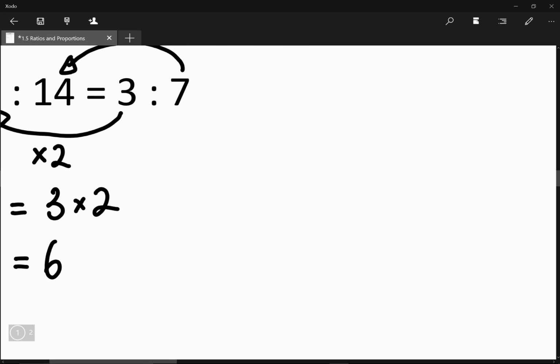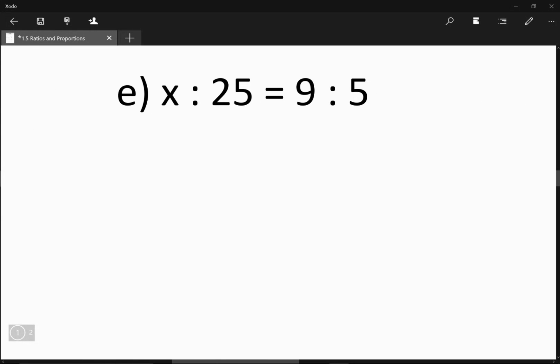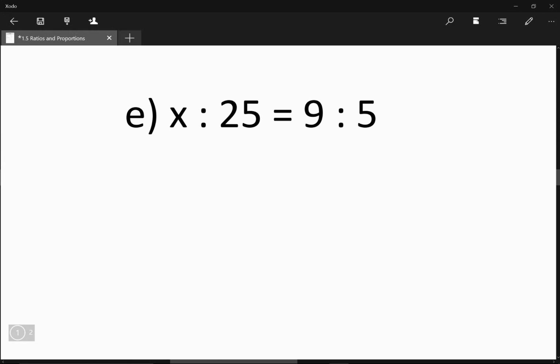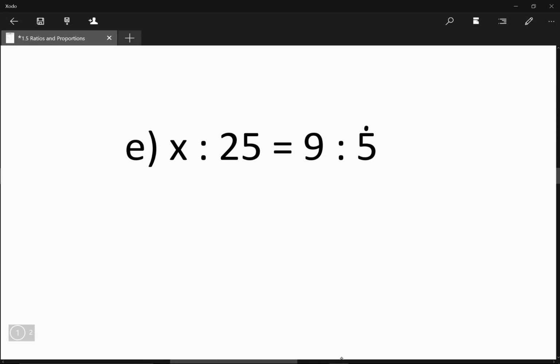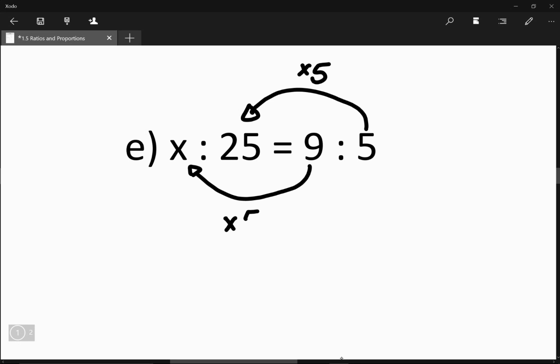Okay. Next one, x to 25 and 9 to 5. So again, from the completed ratio, go backwards. 5 times what gives me 25? Or maybe you have to ask yourself if it divides, but I'm going from the smaller number to the bigger one, so I have to multiply. So 5 times 5 gives me 25, which means I multiply the 9 by 5 to get me my value for x. So x is going to equal 9 times 5, which is 45.